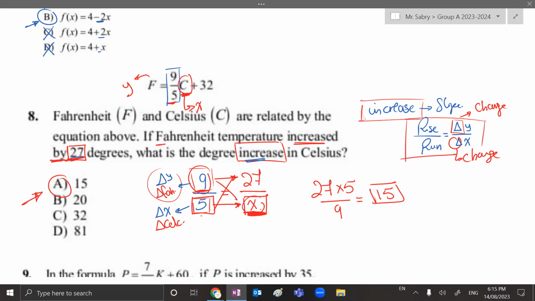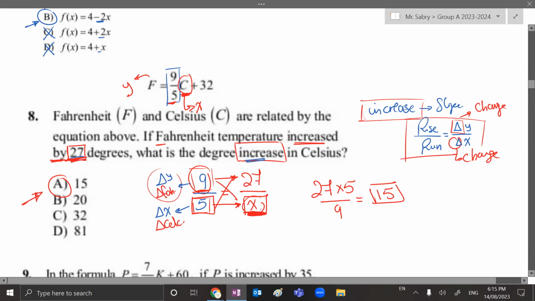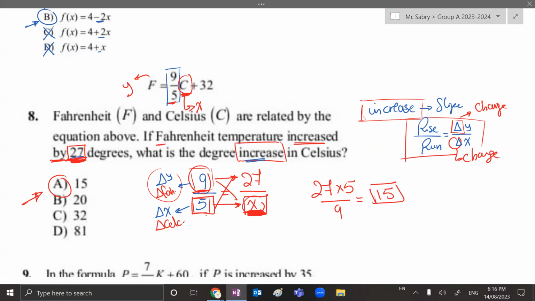So when they asked me to put 27 Fahrenheit, I put it next to the Fahrenheit. They want to know the Celsius, so I'm looking for this X now. So I was able to cross multiply because this fraction must be equal to this one. Whatever the change that happens here must be equal to the same change that happens there. So cross multiply and you'll get your answer.